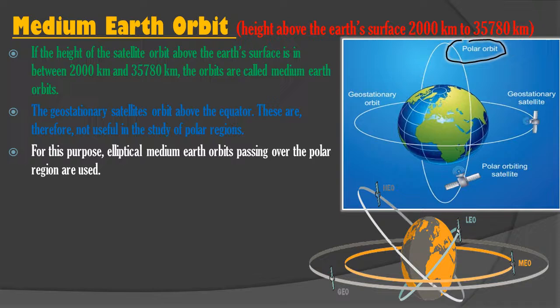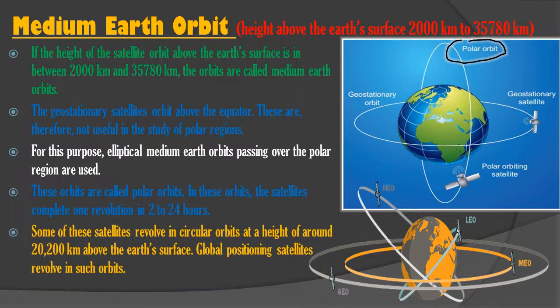These are the polar orbits, and a satellite revolving in a polar orbit is called a polar orbiting satellite. In these orbits, the satellite completes one revolution in 2 to 24 hours. Some of these satellites revolve in circular orbits at a height of around 20,200 kilometers above the Earth's surface. Global positioning satellites, which are used for navigational purposes, to show the time and location of a particular area, revolve in these orbits.